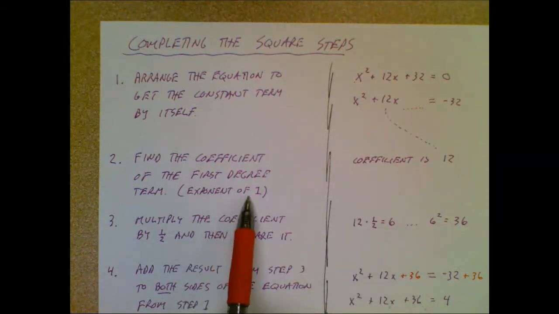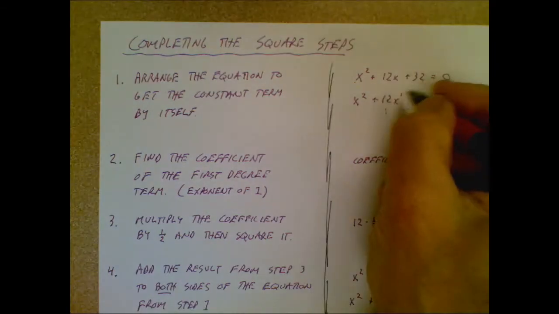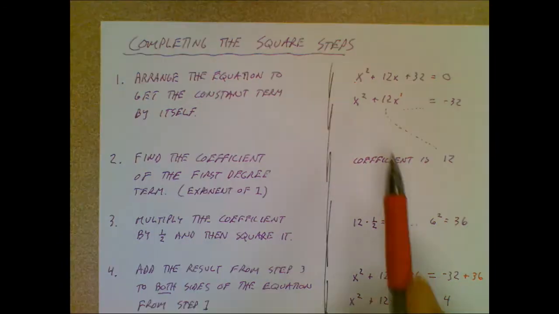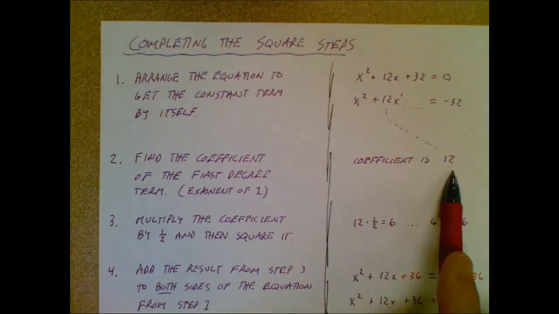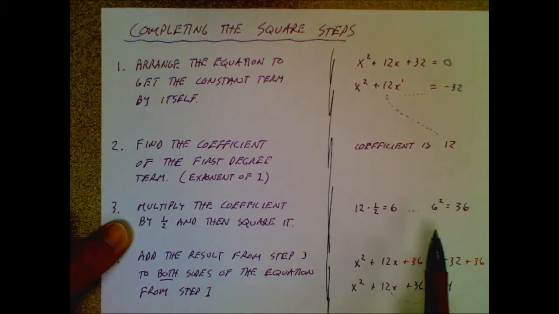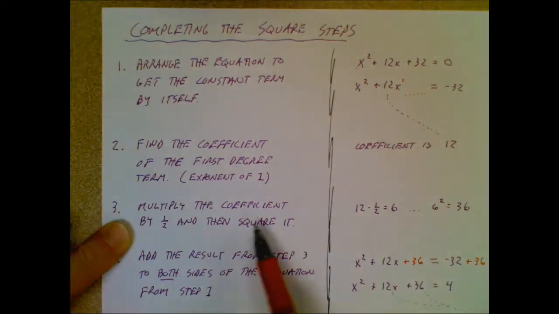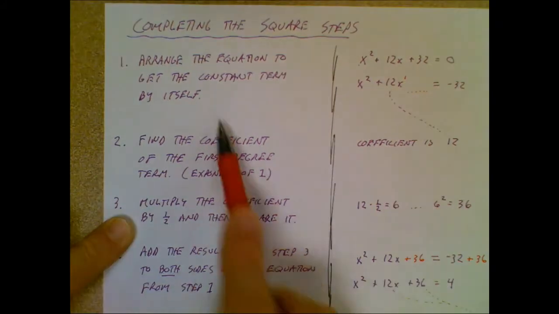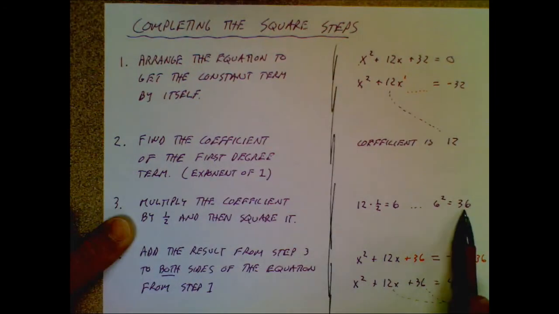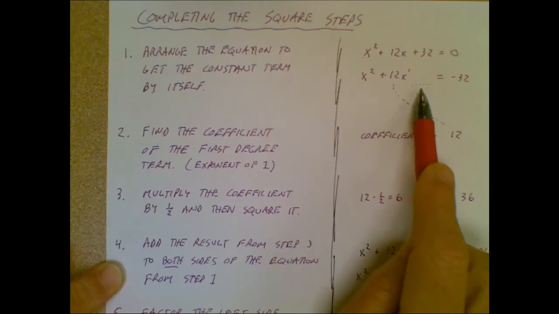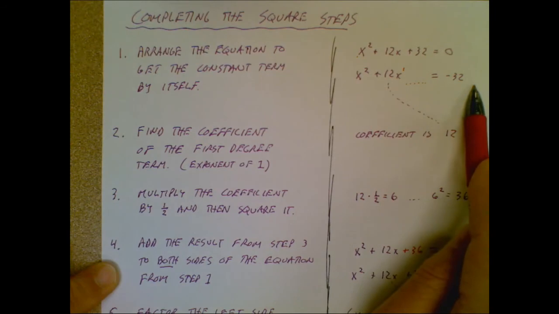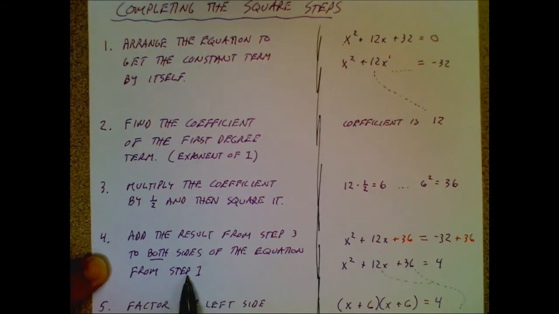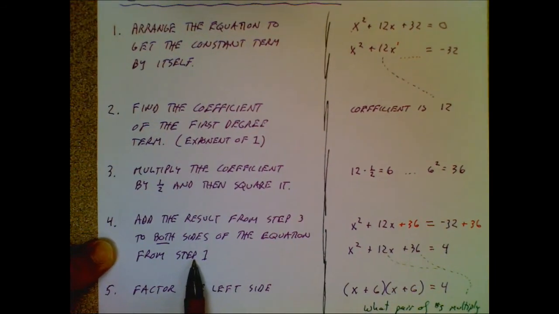It's the coefficient of the first degree term. Remember, that is an exponent of 1. And that coefficient, 12, I now multiply by 1/2, and then I square it. So I'm just following these steps. That result gets added to the left and to the right, or both sides of the equation. So add the result from step 3 to both sides of the equation.